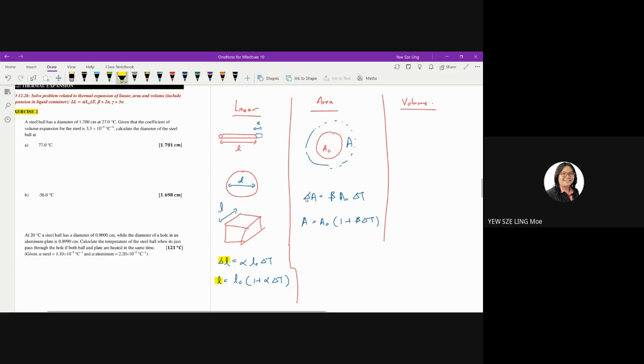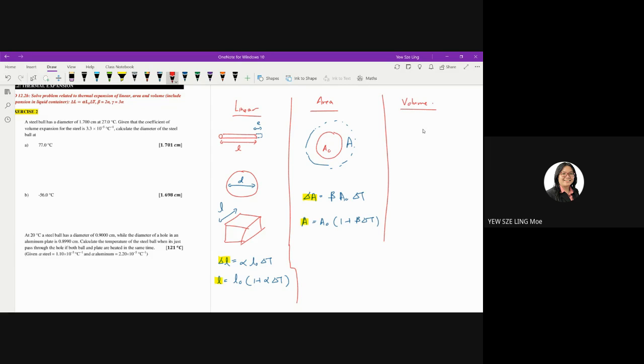The only difference is the symbol you use. So basically, volume, area, and linear expansion have the same equations. The only difference is the symbol, the variables that you use in the equation. The format is the same.